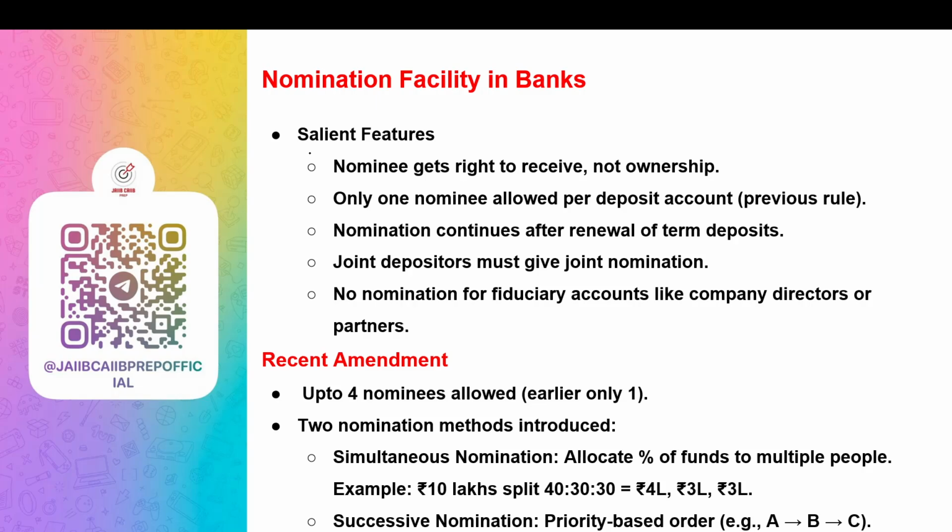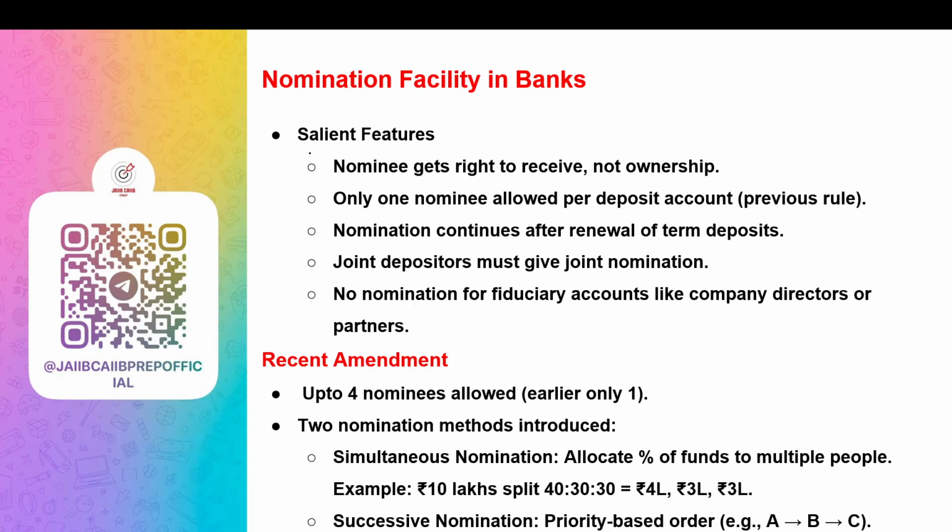Now, what are the recent amendments? Earlier only one nominee was allowed, but after the amendment was passed, up to 4 nominees can be appointed, and there are two ways to nominate. Number one is simultaneous nomination. You can divide the deposit among multiple people. For example, you have 10 lakhs and you nominate A, B, and C. You can give 40% to A, 30% to B, and 30% to C. You divide on a percentage basis. So this is simultaneous nomination.